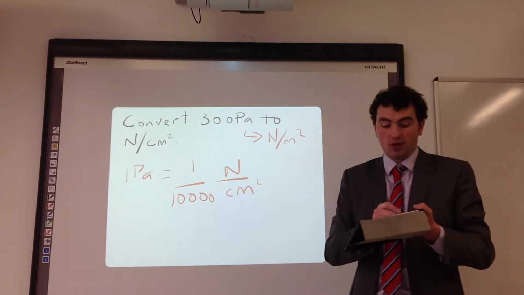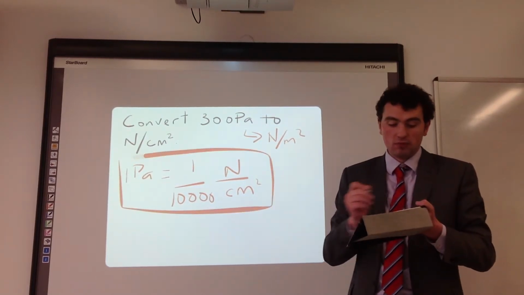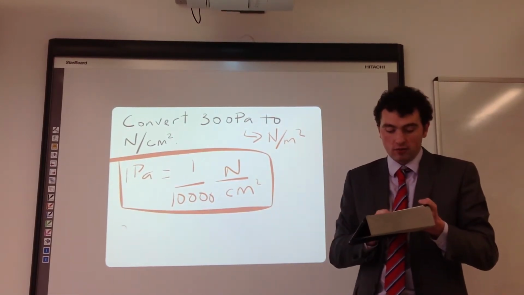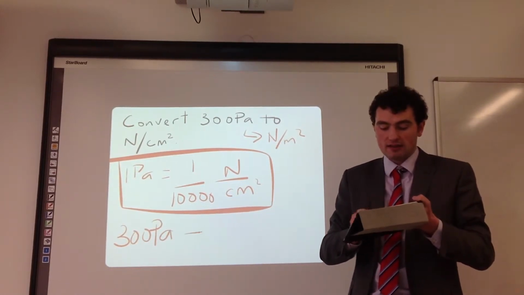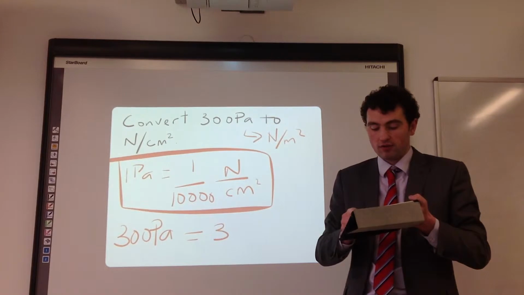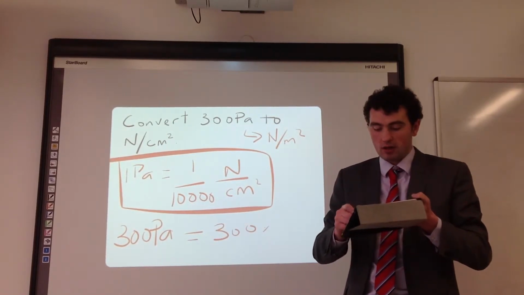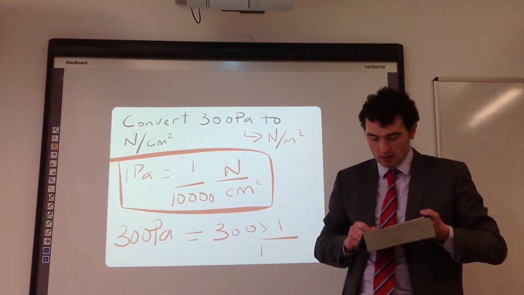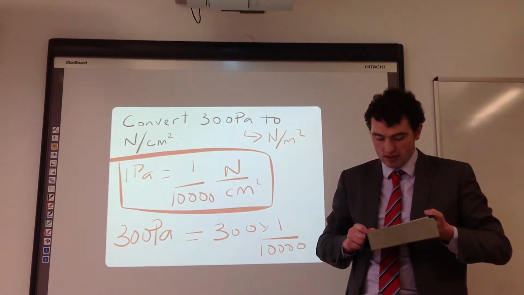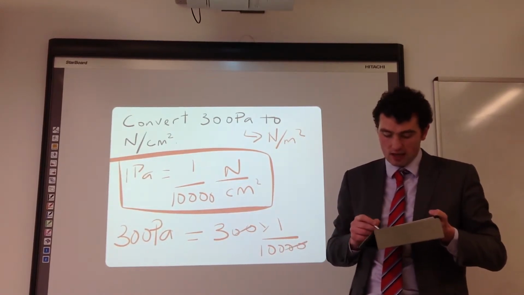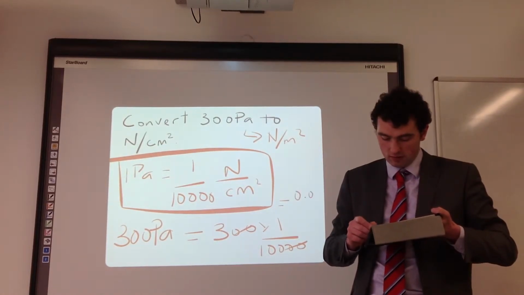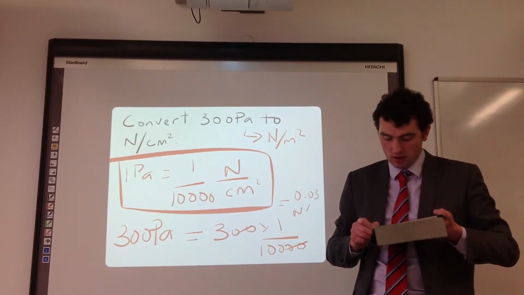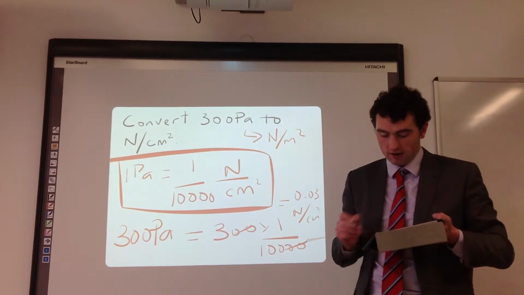Now, because you know this relationship, you can just multiply both sides by 300. So this side by 300 gives you 300 pascals, and that's equal to the other side multiplied by 300, so 300 multiplied by 1 over 10,000. Then you cancel these zeros, and that's going to be equal to 0.03 newtons per centimetre squared.